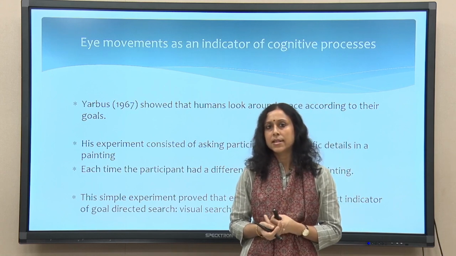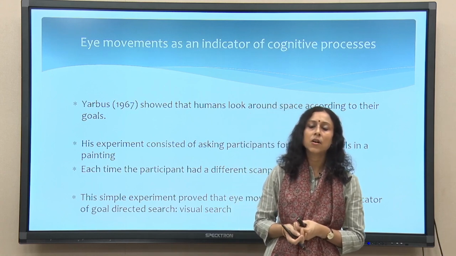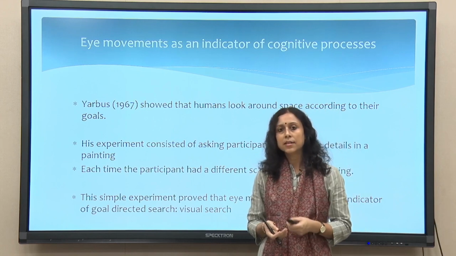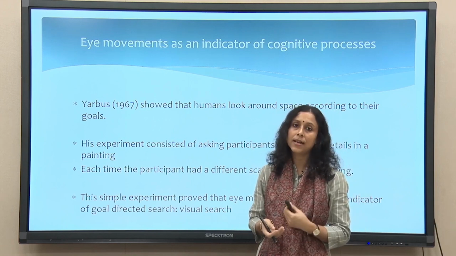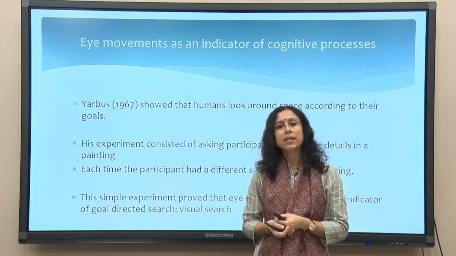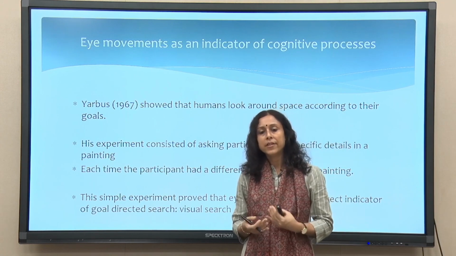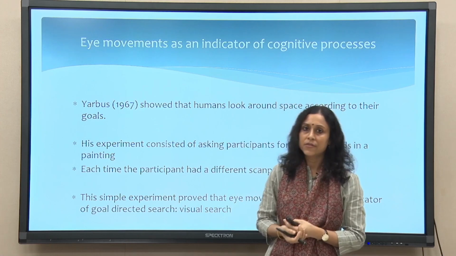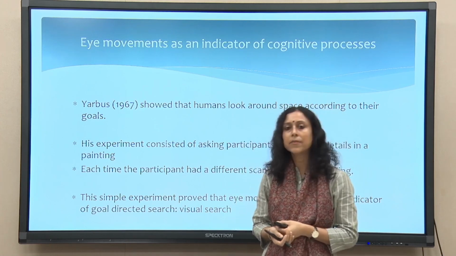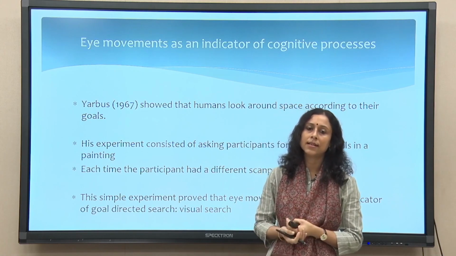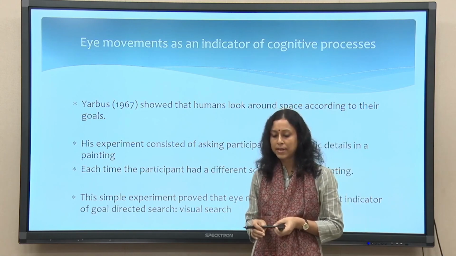So, eye movements as an indicator of cognitive processes is something that we take for granted today. As of today, as we speak, eye tracking as a methodology is very well established with a very rich domain of research output and really very interesting research findings. However, this was not considered as a thing to be really looked at some time back.